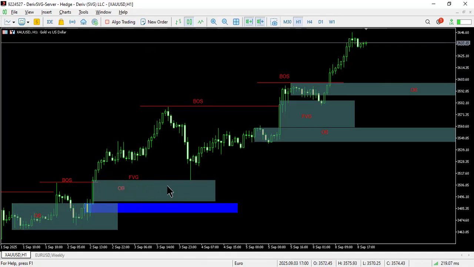And then we had a break of structure. That was the order block. Price did not react from the order block. It reacted on the FVG.